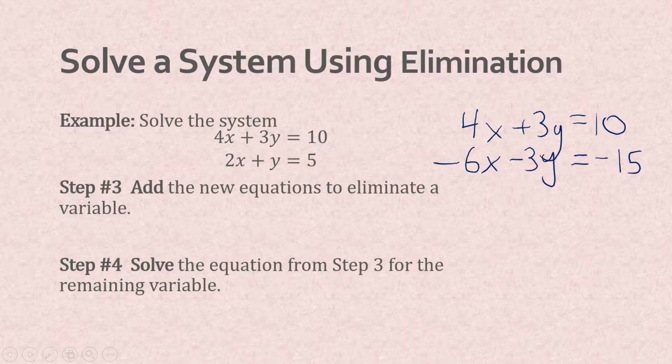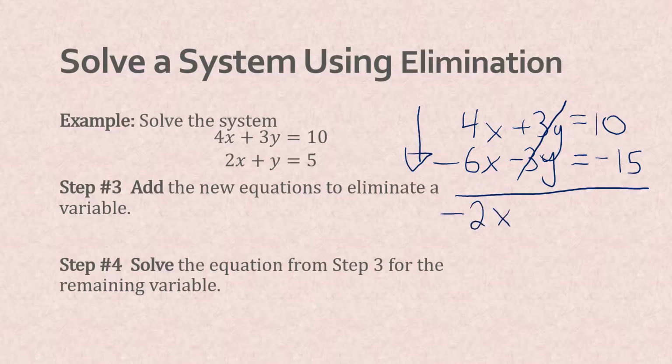So step 3 is going to be to add the new equations to eliminate a variable. So there are the two equations we got from step 2. And if I just add these two straight down, you can see that the y's eliminate, and I'm left with -2x equals -5. And then in step 4, I can easily solve the equation from step 3 for the remaining variable x, and get that x is just positive 5/2.